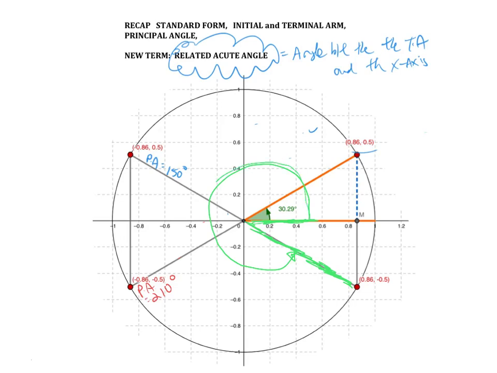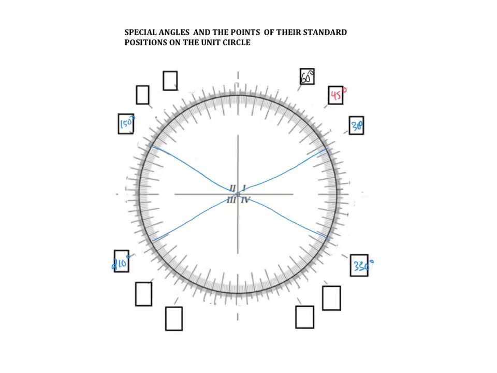If I keep on going, I get a full circle, 360, but I know that this little related acute angle is 30 degrees, so I'm going to subtract, and that's going to give me 330 degrees. So the principal angle here is 330 degrees. So we just completed 30 degrees, and we know that 30 degrees is related to 150, 210, and 330.